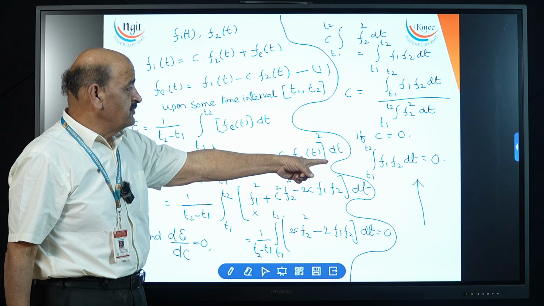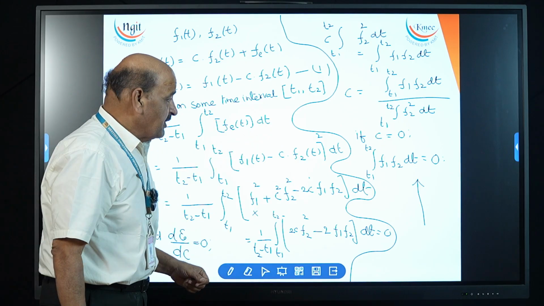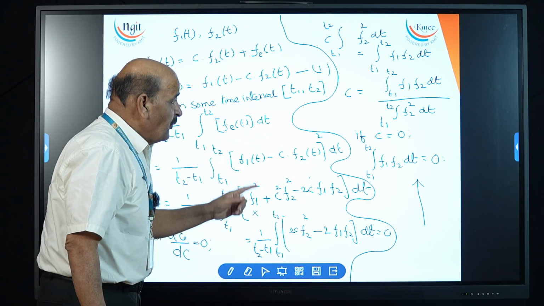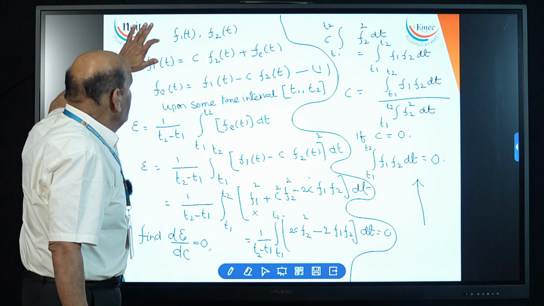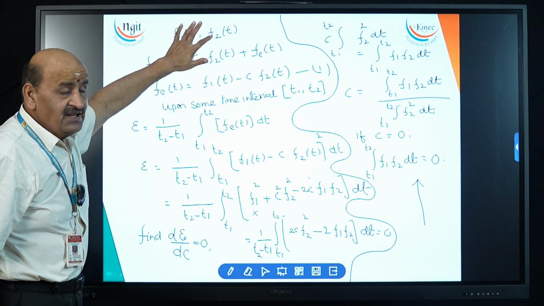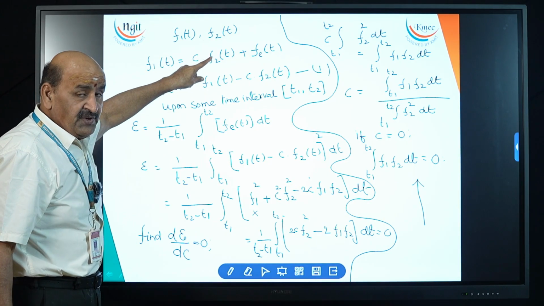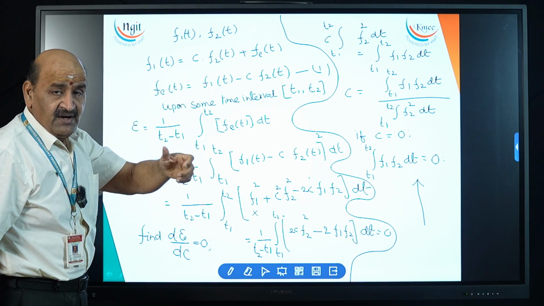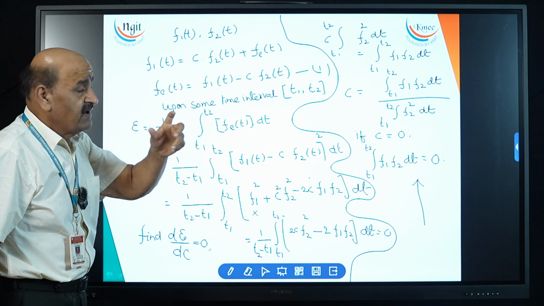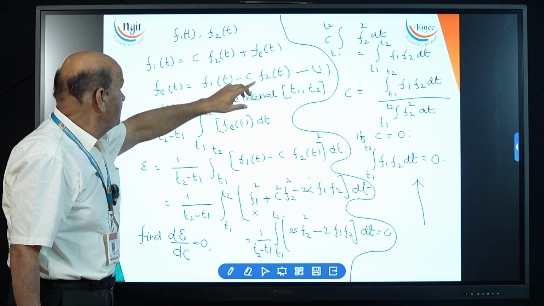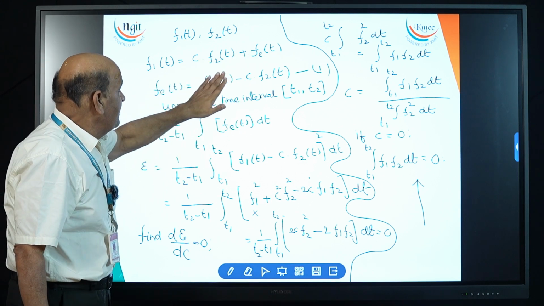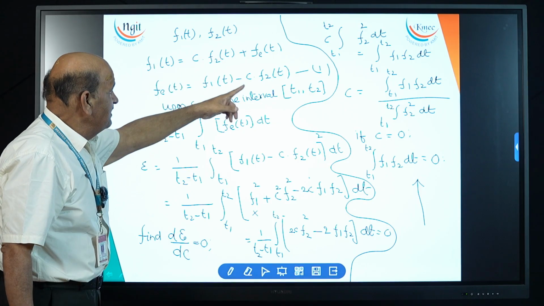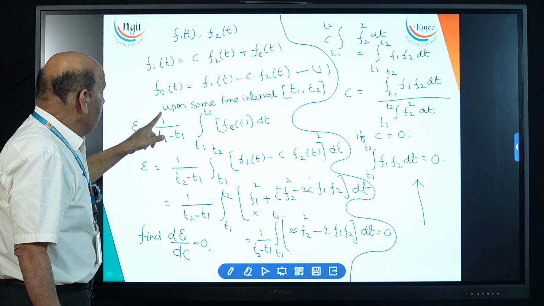D1 D2 equal to 0. Now just look at what we got here. Two signals we considered. One can be expressed in terms of the other. In this expression, there might be some error. Taking this to this side, that error is equation 1.